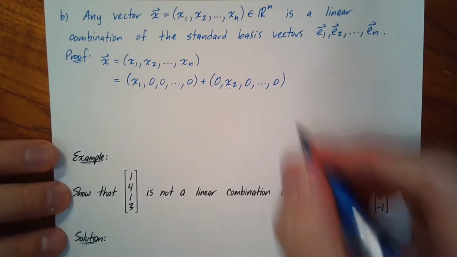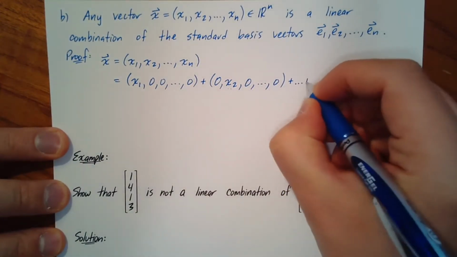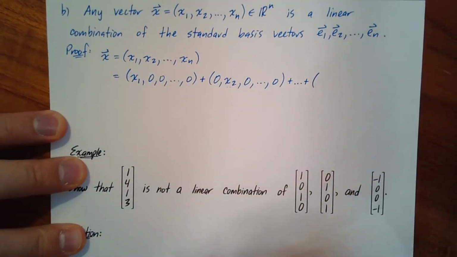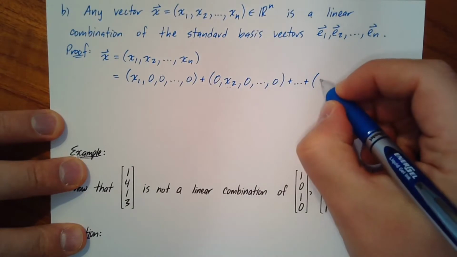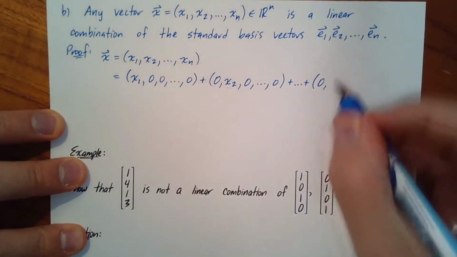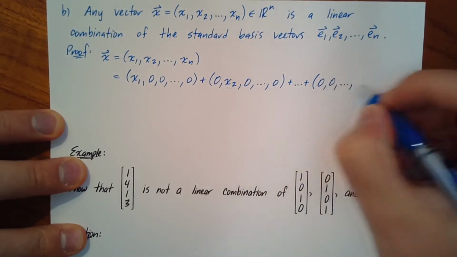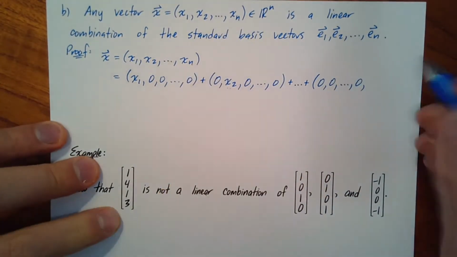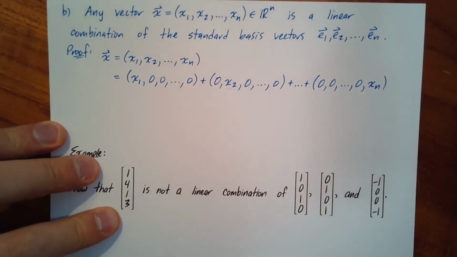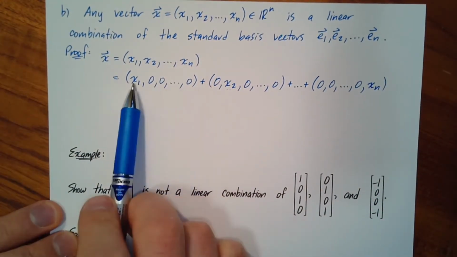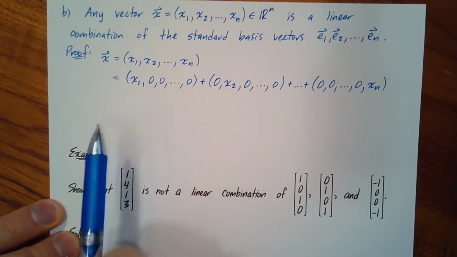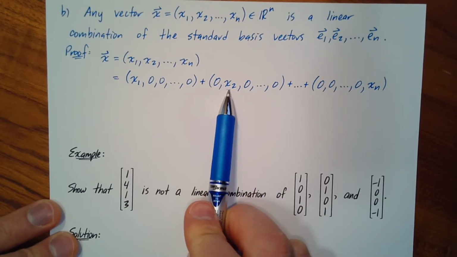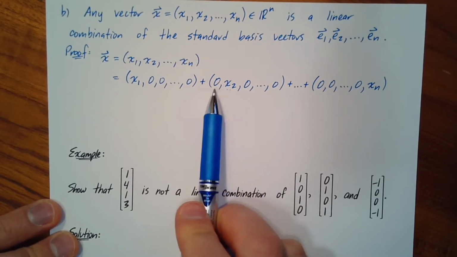And I'll carry on in this pattern until the very last vector in this sum is going to have a 0 for every single coordinate, but its last coordinate is going to be the same as the last coordinate of x, that I should point out here. So the last coordinate is going to be xn. So the idea is, first coordinate, it's got the first coordinate of x, everything else is a 0. The second vector, its second coordinate is the second coordinate of the vector x, but every other coordinate is 0.